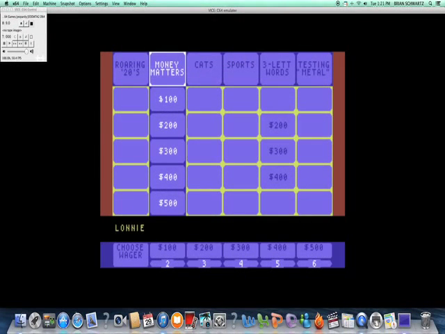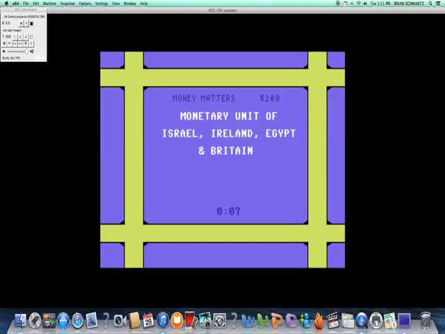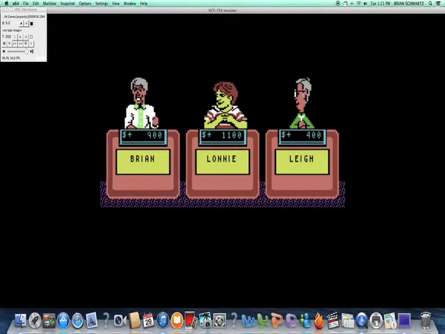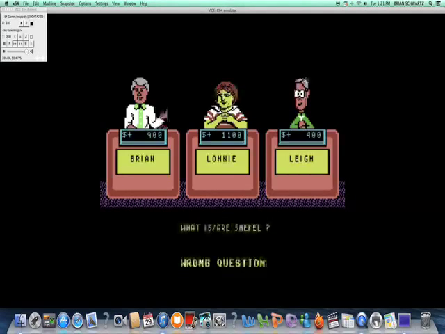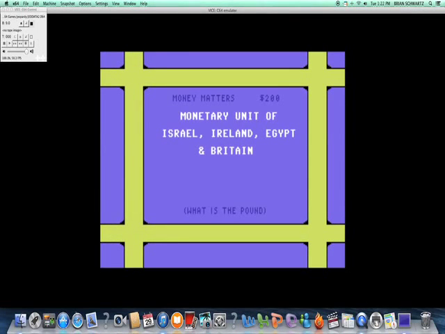Money Matters for 200. Israel. Let's read it. Monetary unit of Israel, Ireland, Egypt, and Britain. What is the shekel? And I hope that's spelled right. Of course it's spelled wrong. Oh my God, the pound.